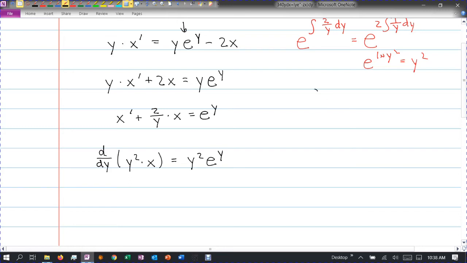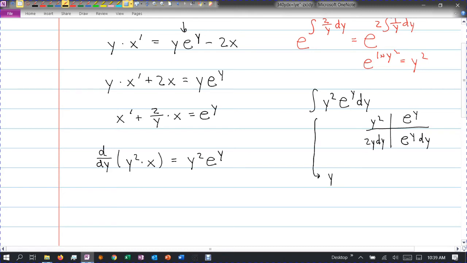Now I need to integrate that, and that looks like integration by parts this time. Looks like we're going to have to do it twice. So y squared here, e to the y dy here, and this is 2y dy and e to the y. So this becomes y squared e to the y minus 2 times the integral of y e to the y dy.